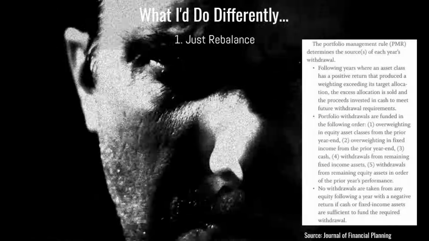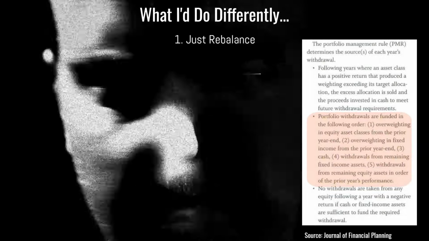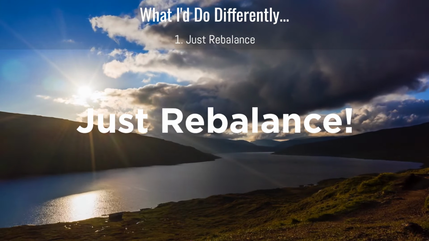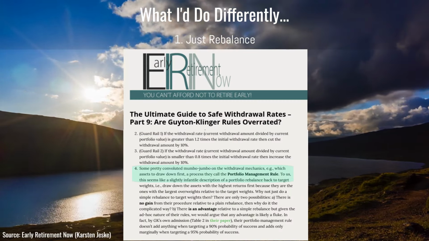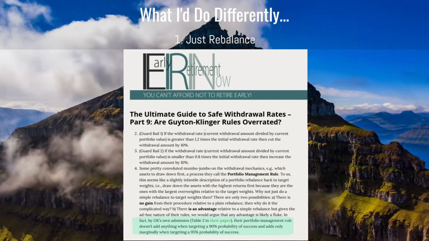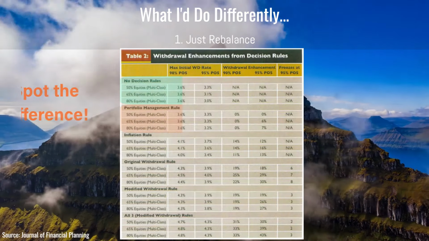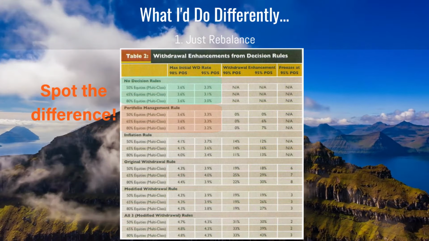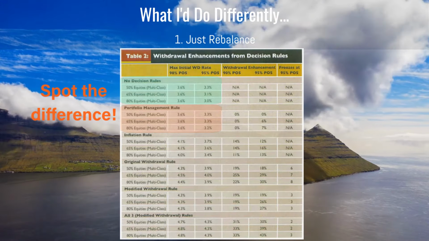First, I'd drop the unnecessary and convoluted portfolio management rule that defines the order of withdrawal by asset class and performance. Just rebalance. Simple. And I'm not alone in this. Karsten recommended the same in his blog on safe withdrawal rates in 2017. The interesting thing is, Guyton and Klinger didn't find this rule to be particularly effective either, in their simulations. The improvements over not implementing the portfolio management rule is, at best, marginal. Given the unnecessary complexity it entails, it's a no-brainer to drop it in favor of simple rebalancing.